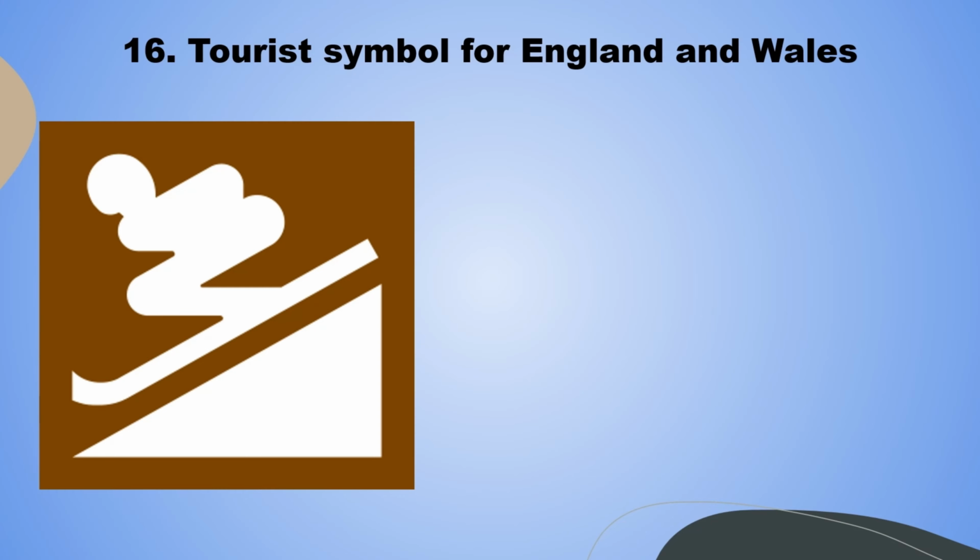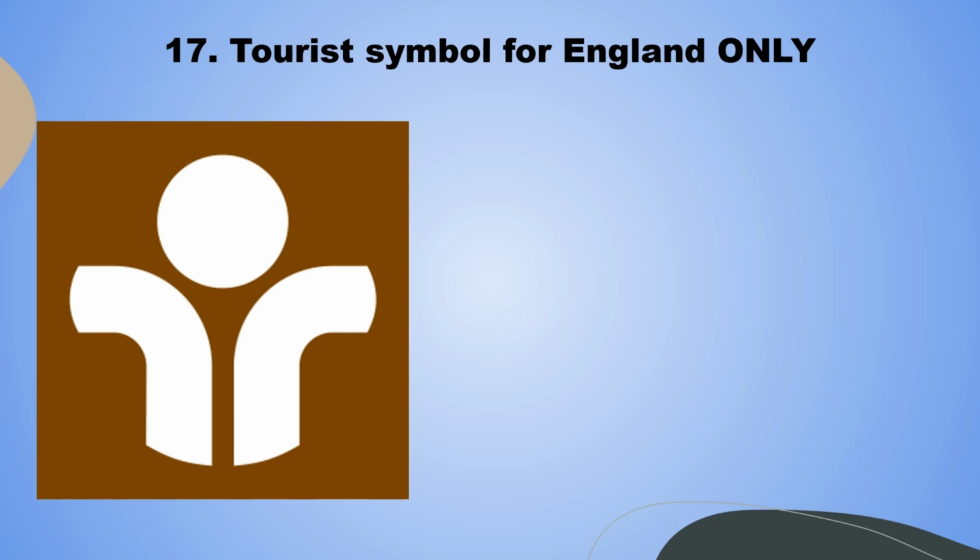And this sign means it's a ski slope. So you can see a person skiing on the slope. It's quite obvious. And again, if you can associate that with the meaning of the sign, it's very much easier to remember.